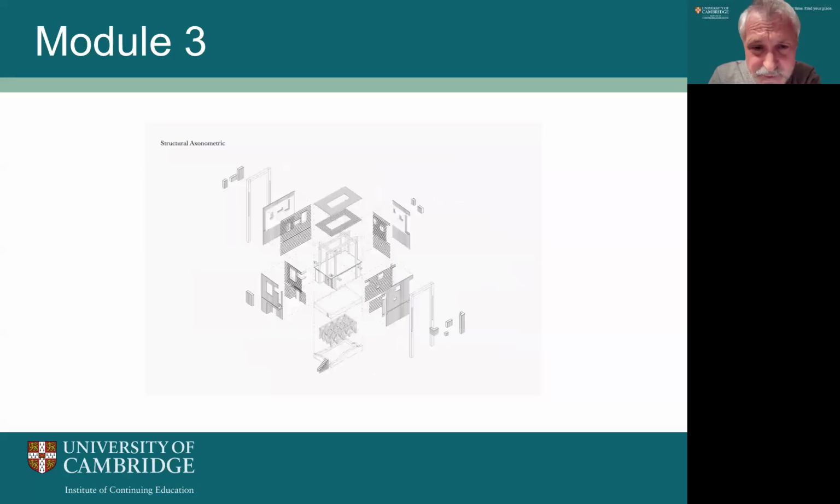One more, I think, on this one, and you can see one of the structures that was designed as part of this module.